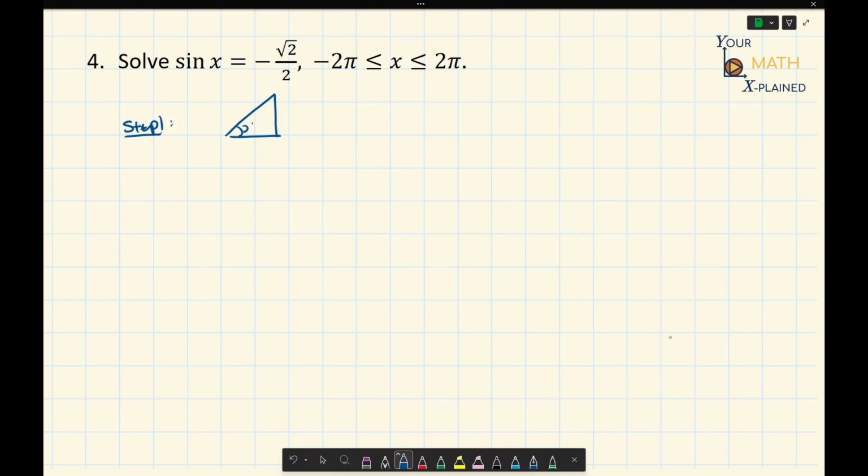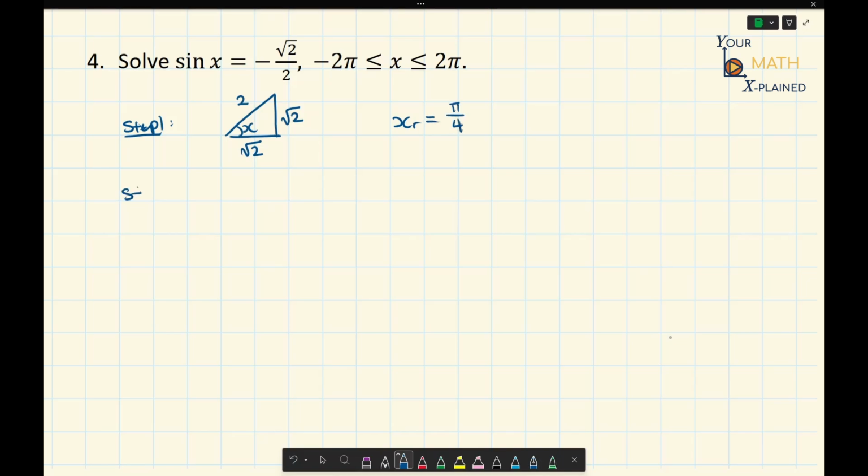We have our angle x, and since sine x is equal to negative root 2 over 2, ignoring the negative sign tells us that our opposite side is root 2, and then our hypotenuse is equal to 2. So this is that 1, 1, root 2 special triangle, or once we rationalize it, it becomes root 2 over 2. But either way, that tells us that our reference angle here is equal to pi over 4.